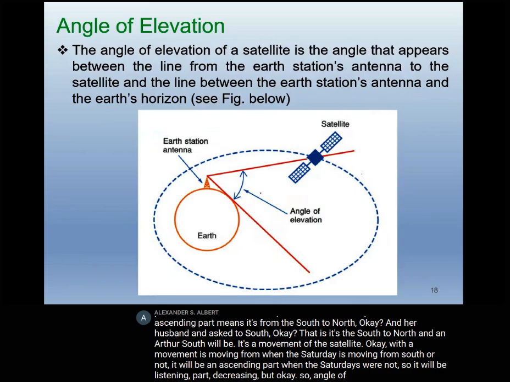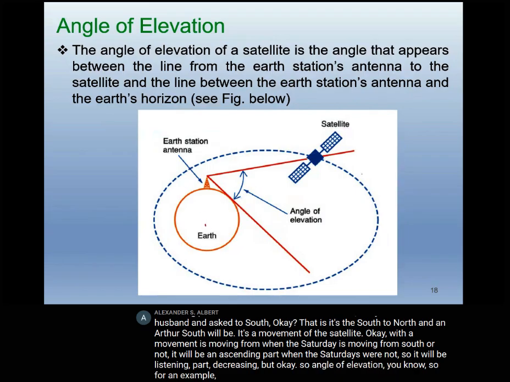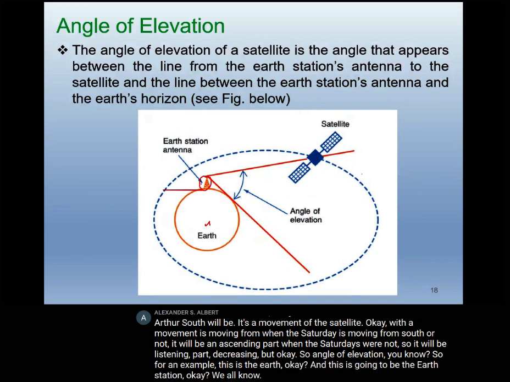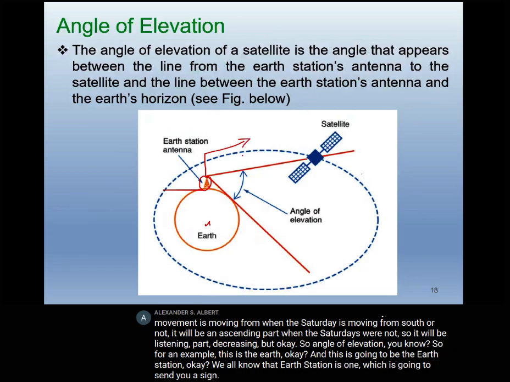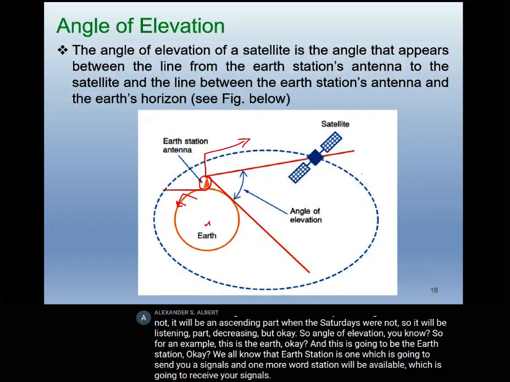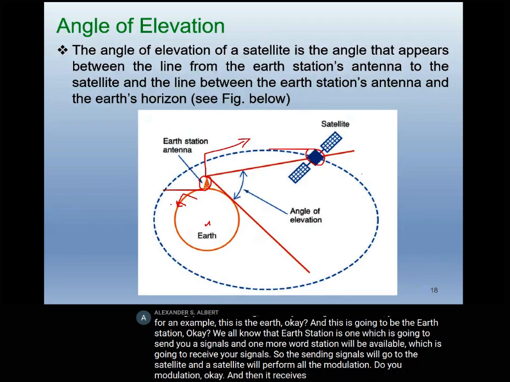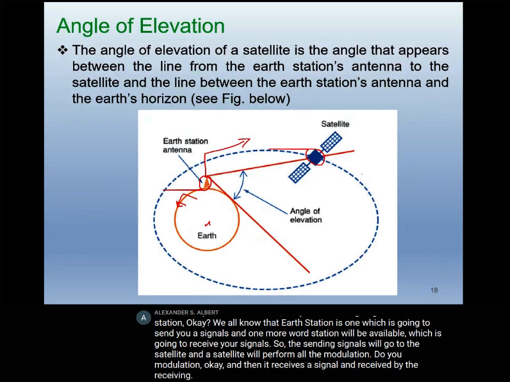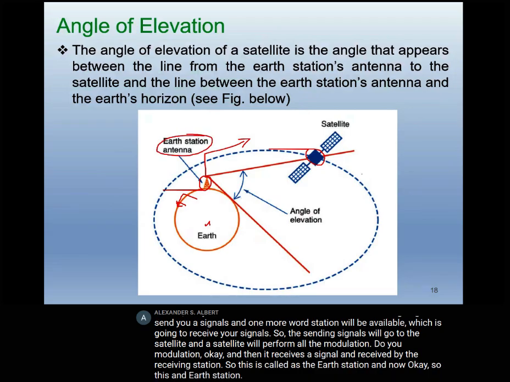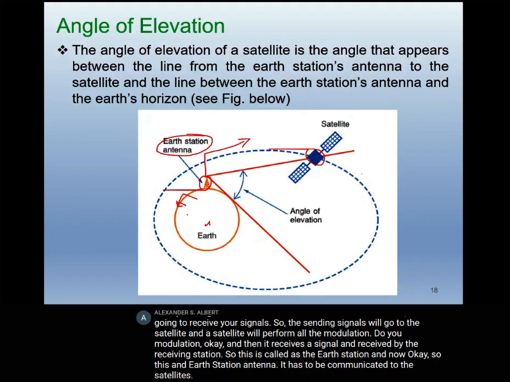So, the angle of elevation. For example, this is the Earth, and this is going to be the Earth station. We all know that an Earth station is one which is going to send your signals, and one more Earth station will be available, which is going to receive your signals. So the sent signals will go to the satellite, and the satellite will perform the modulation and demodulation, and then it will send the signal, and it will be received by the receiving station. So this is called an Earth station antenna. This Earth station antenna has to communicate with the satellite. So this angle is called the angle of elevation.